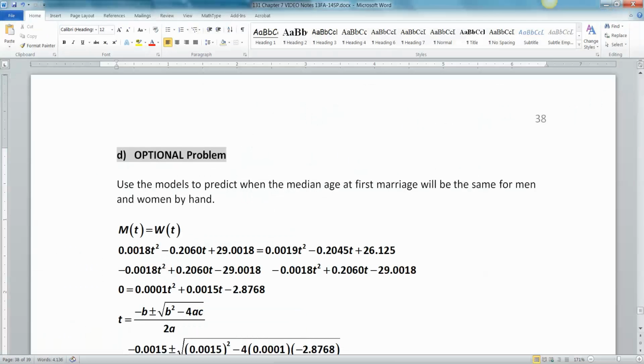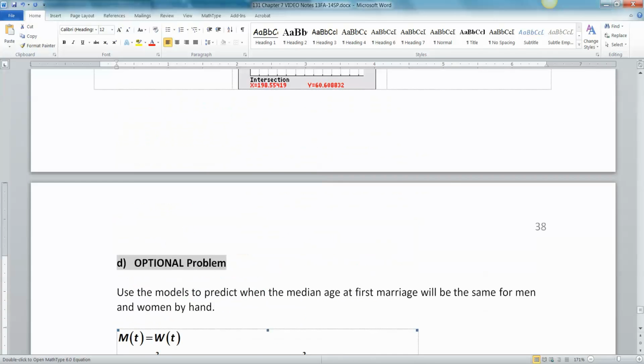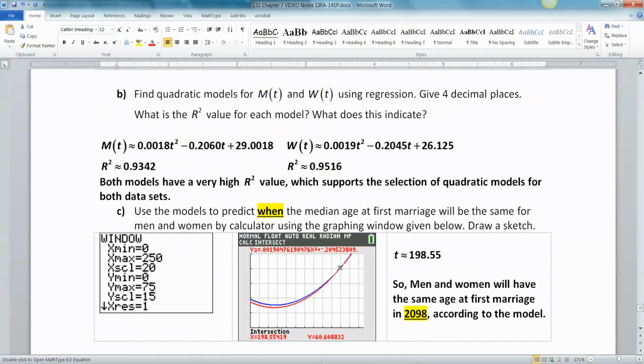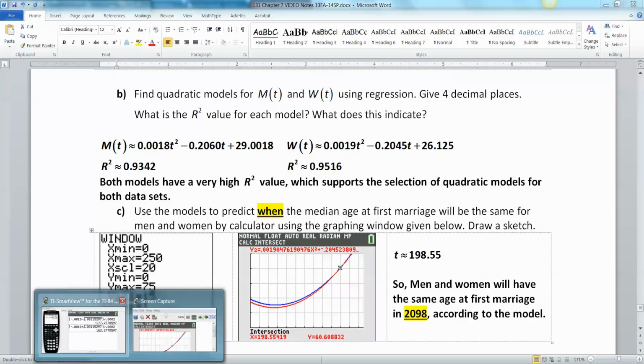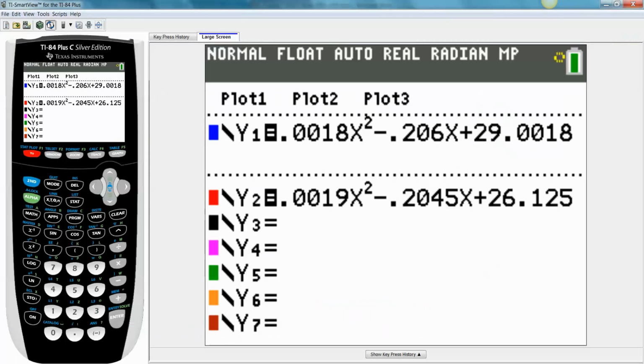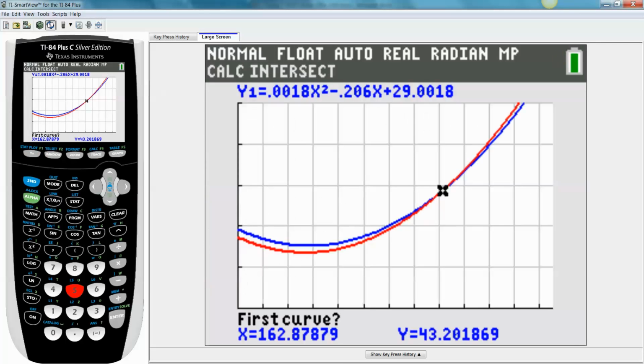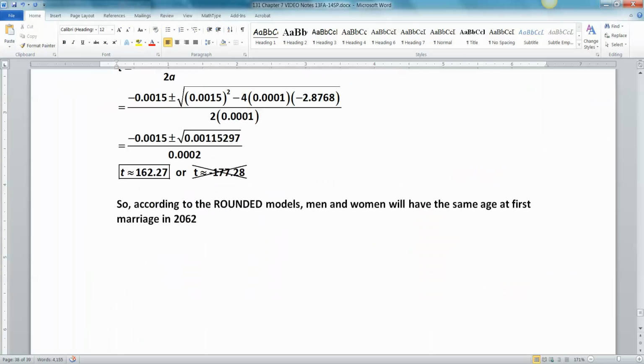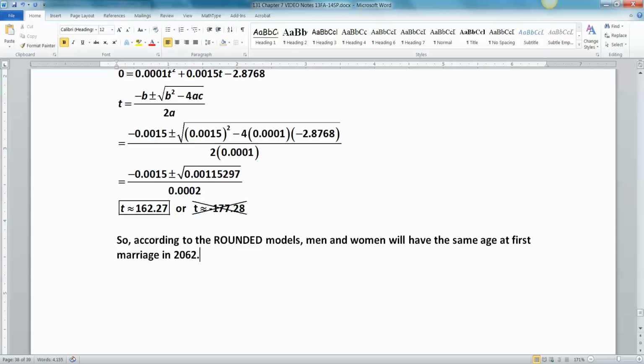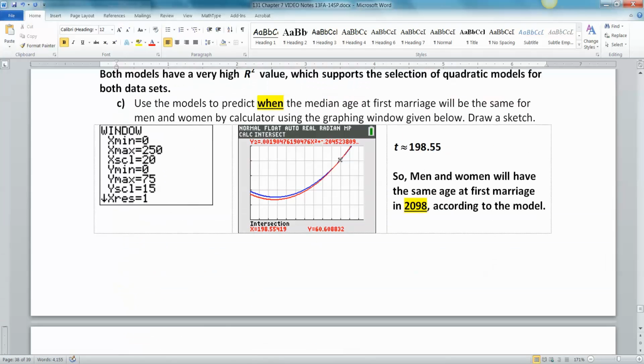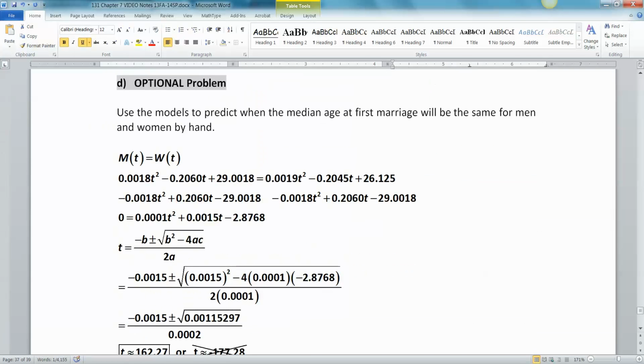Now you might be thinking, well, that didn't really match what we did when we did it with the calculator. But that's because the calculator kept all the decimal places. If I reran it with the calculator with the models being rounded as they're supposed to be, then when I run the calculate intersect thing, it'll actually find the same value if I round all the models to the 4 decimal places as required by the problem. So according to the rounded models, men and women will have the same age at first marriage in 2062. But the unrounded ones with all decimals, it was more like 2098. But that's okay.